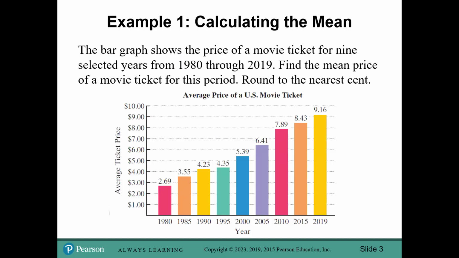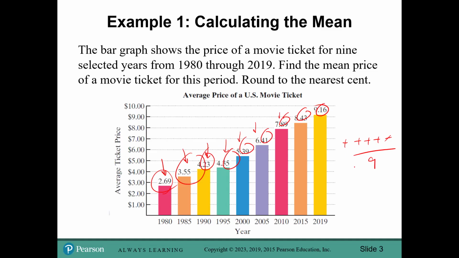Between 1980 and 2019, this bar graph shows the price of a movie ticket for 9 selected years from 1980 to 2019. Find the mean price of a movie ticket for this period, round to the nearest cent. So I'm going to take each of these values. I'm going to take $2.69, add that to $3.55, add that to $4.23, and the next one, and the next one, and the next one. There's going to be 1, 2, 3, 4, 5, 6, 7, 8, 9 of these. So after I've added them all up together, I'll divide it by 9.